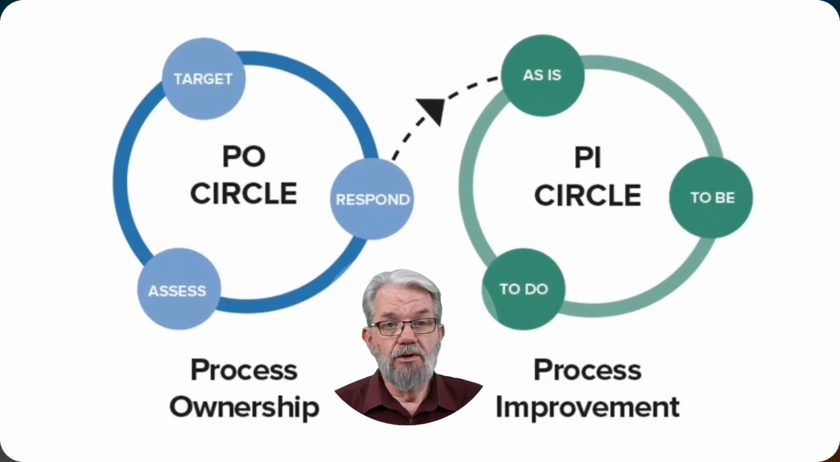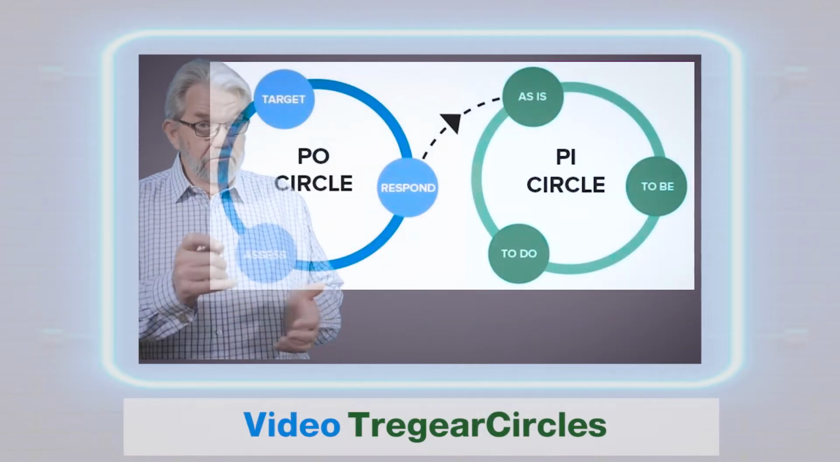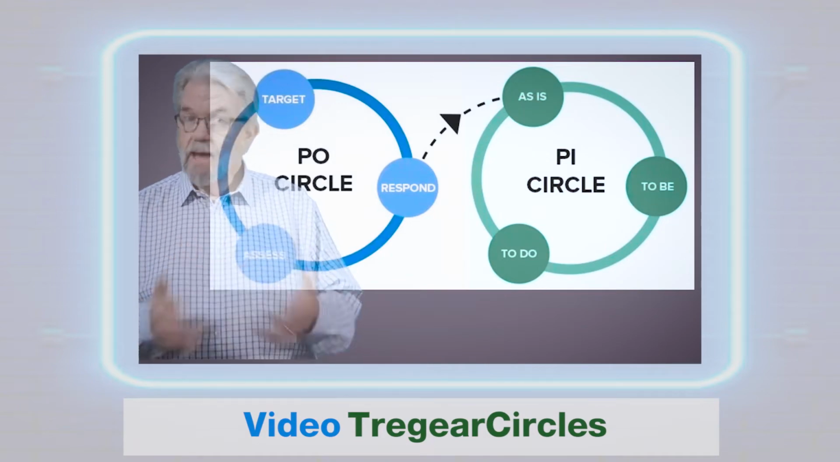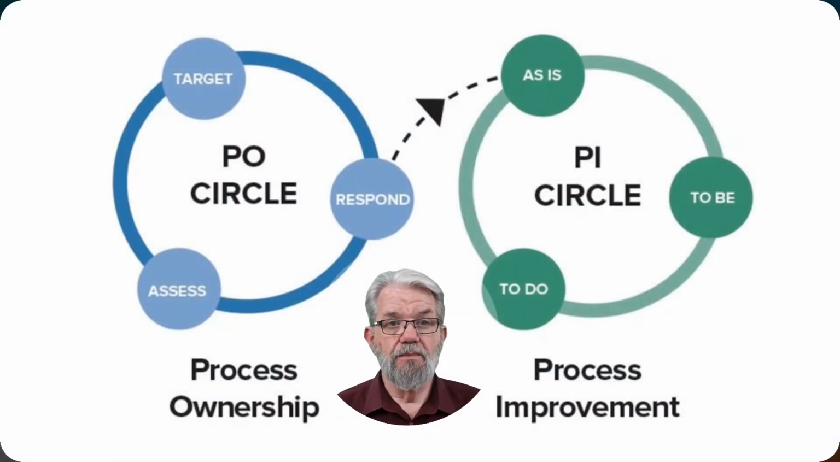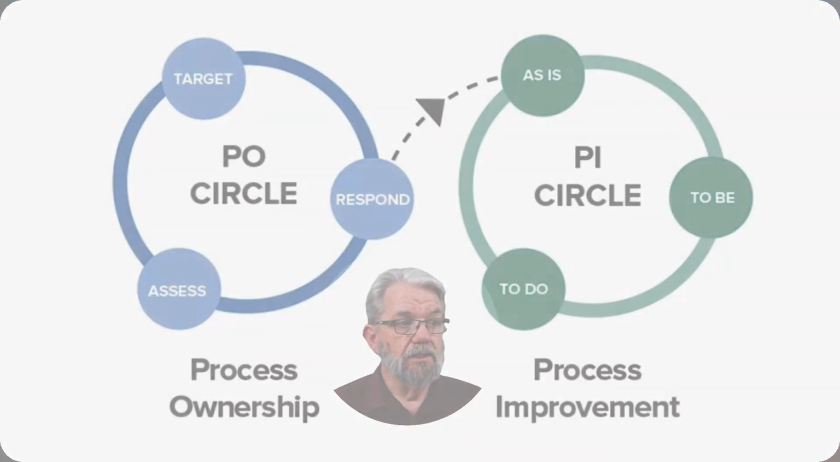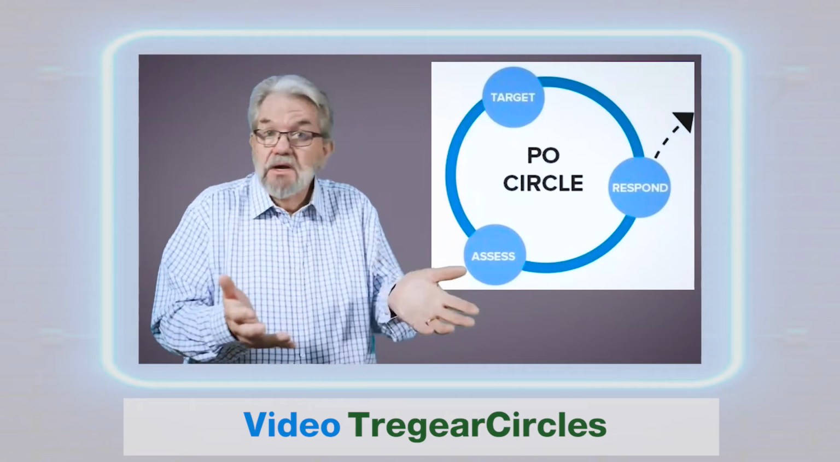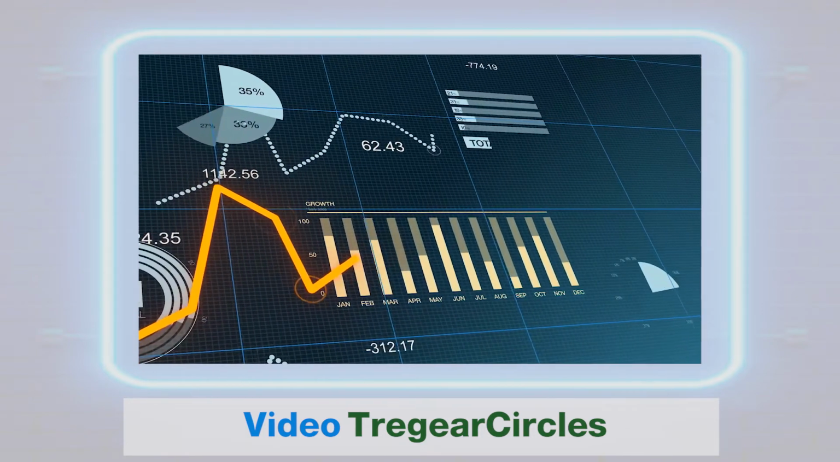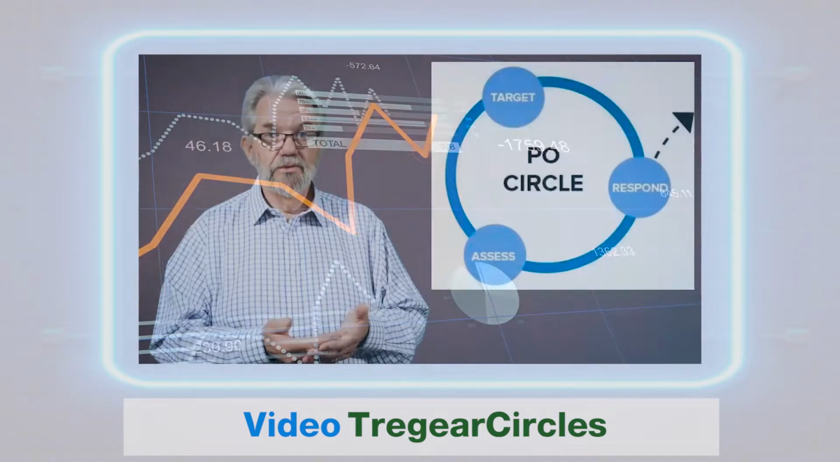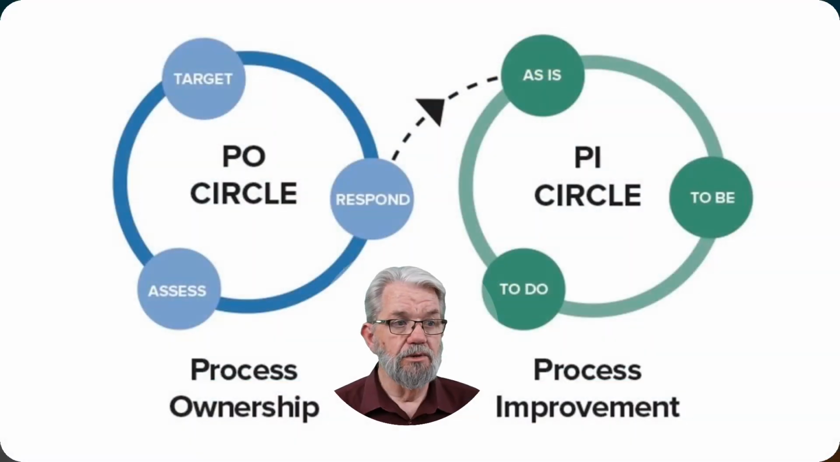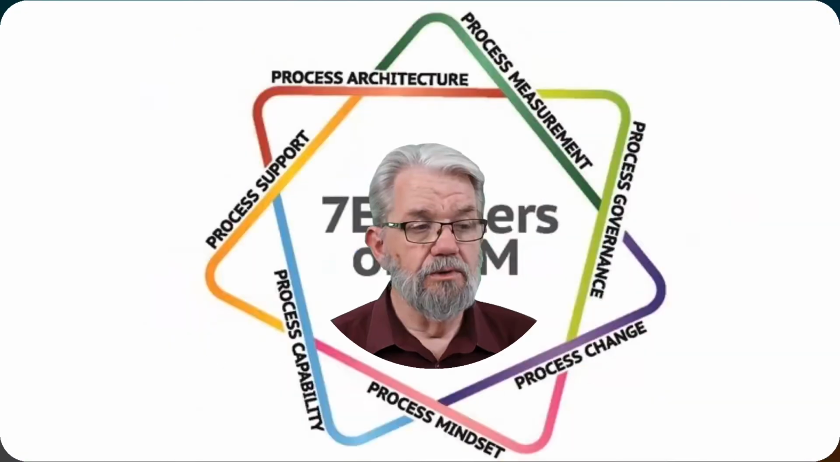I want to just touch on 3 previous videos, just point you at them, because they're topics in which process KPIs are fundamentally important. We spoke about the Tregear circles in another video, and in that PO circle, the first node that we deal with is called target, and that's about setting process KPIs and their targets. That's fundamentally important. In the circles, it's where it all starts.